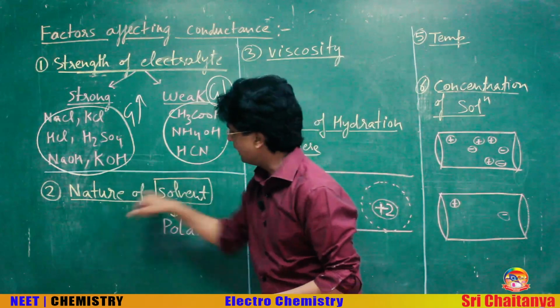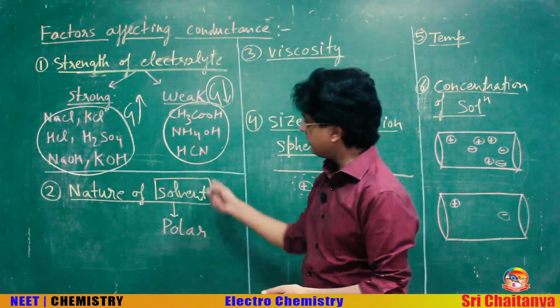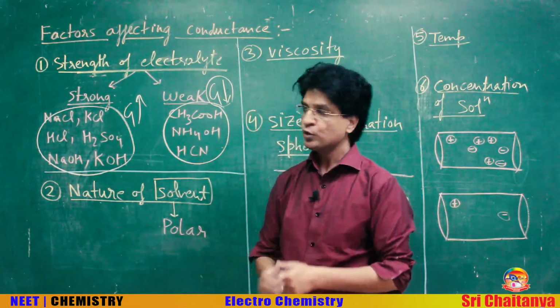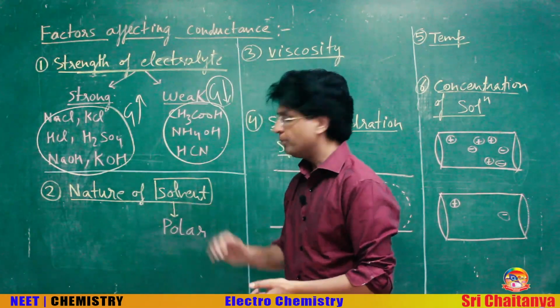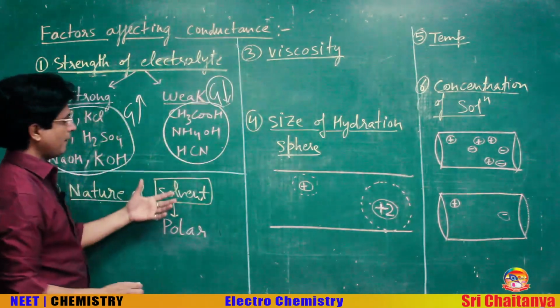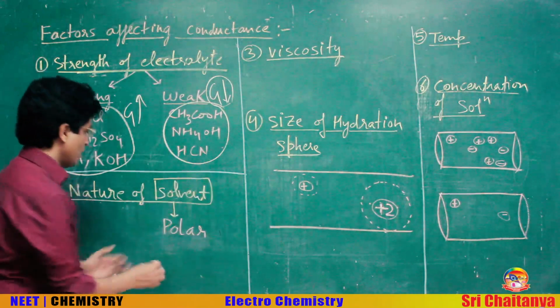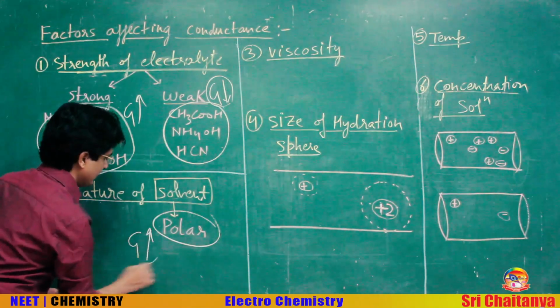Okay? Now nature of solvent. We all know that electrolytes are polar in nature. Now if I choose a polar solvent, I know that like dissolves like. So these electrolytes will dissolve more or they will dissociate more in polar solvent. So if I am using polar solvent, the dissociation will be more, I'll get more ions, means more conductance. So if I am using polar solvent, conductance will again increase.